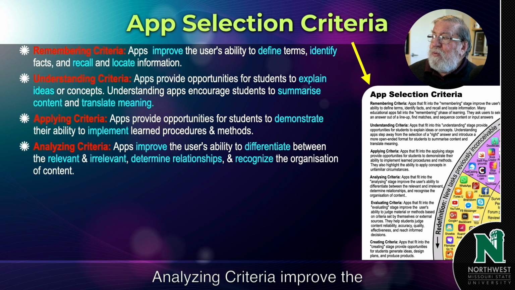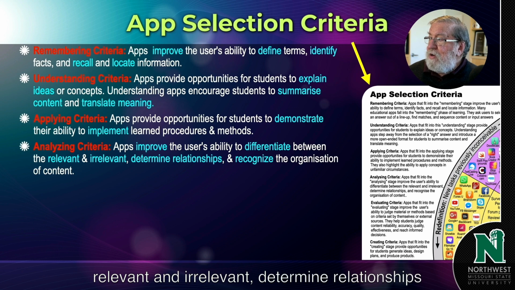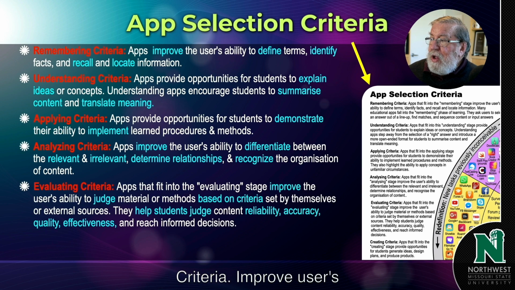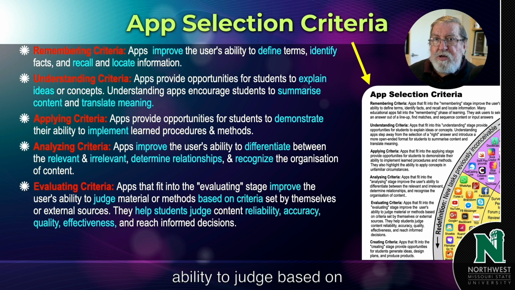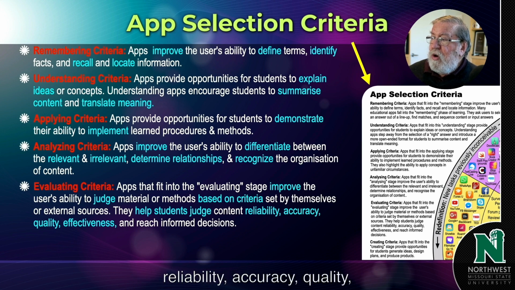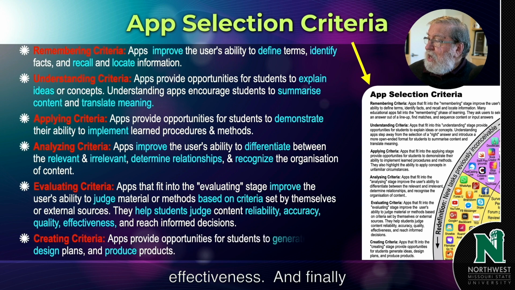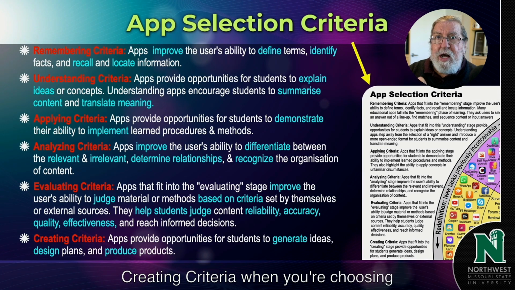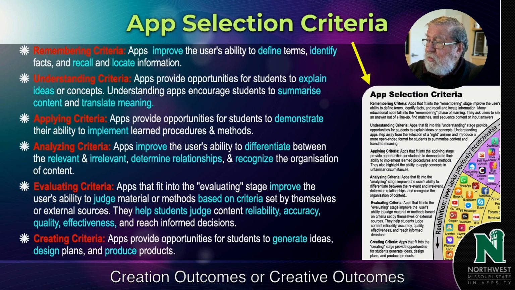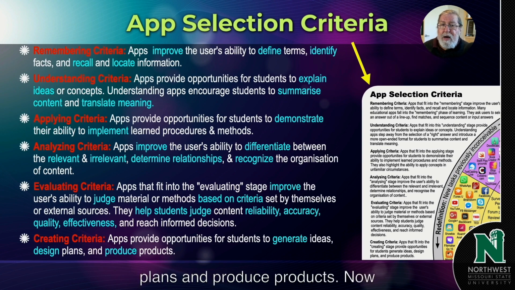Analyzing criteria: improve the user's ability to differentiate relevant and irrelevant, and determine relationships. Evaluating criteria: improve users' ability to judge based on criteria, helping students judge content, reliability, accuracy, quality, effectiveness. And finally, creating criteria. When you're choosing an app that you want to use to enhance creative outcomes: generate ideas, design plans, produce products.